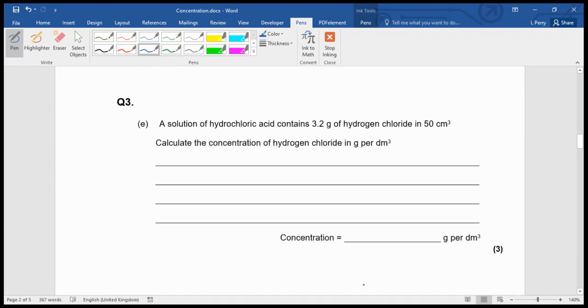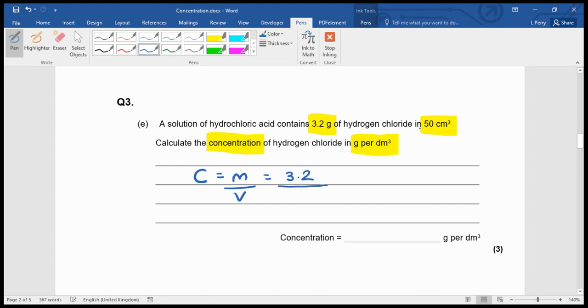Right, this is another one we're required to do the same thing. A solution of hydrochloric acid contains 3.2 grams of hydrogen chloride in 50 centimeters cubed. Calculate the concentration of hydrogen chloride in grams per decimeter cubed. So this is exactly the same as the previous question. I write my equation. Concentration is mass divided by volume. I can put my mass straight in because it wants it in grams and it is in grams.